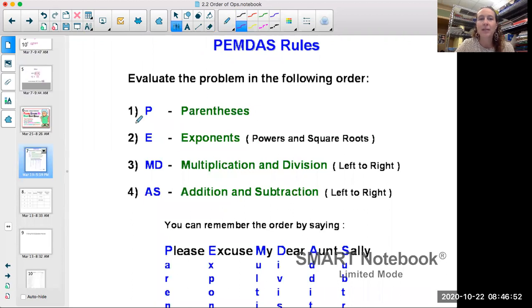PEMDAS, right? The P is for the parentheses. The E is the exponents, the powers and the square roots. The multiplication, division is the M and the D, and the addition and subtraction is the A and the S. And we always do it left to right. If there's both addition and subtraction, we're going to do whatever comes first on the left before we do the one on the right.